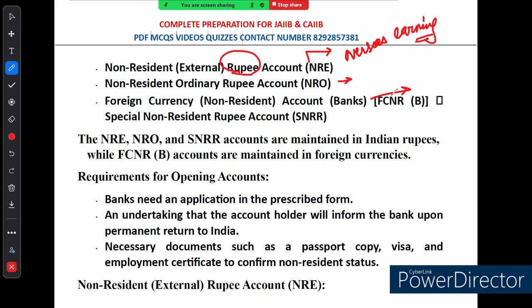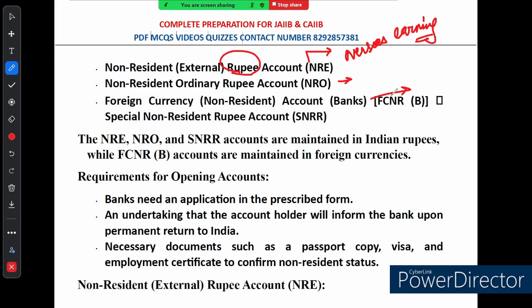And if we talk about repatriability, funds in the FCNR-B account can be freely transferred back to your country. Just like the NRE account, the interest earned in FCNR-B account is tax free in India. So if you are looking to save money in foreign currency without the risk of exchange rate changes, FCNR-B is the best way to go.